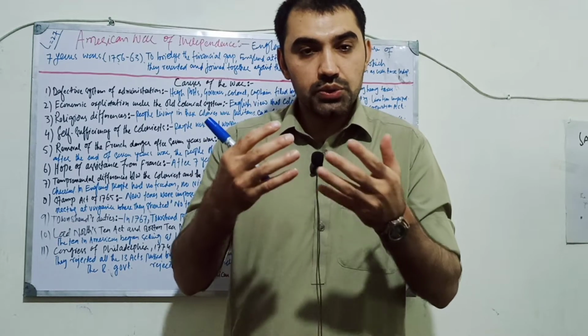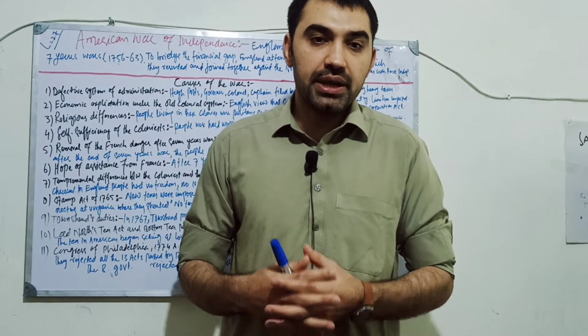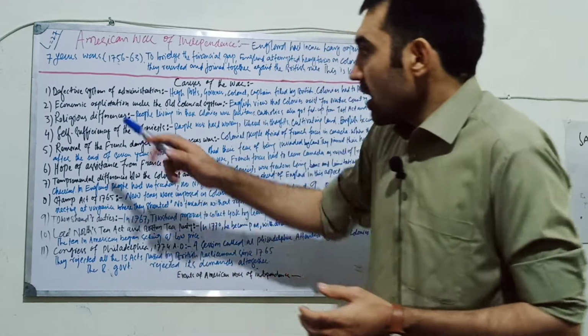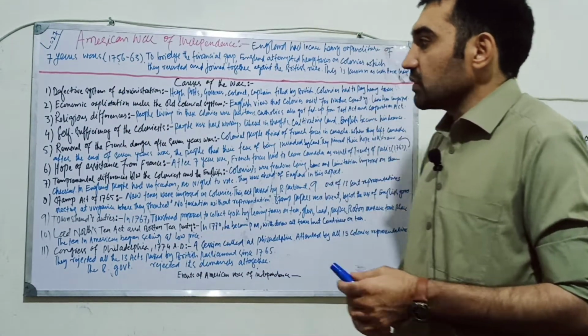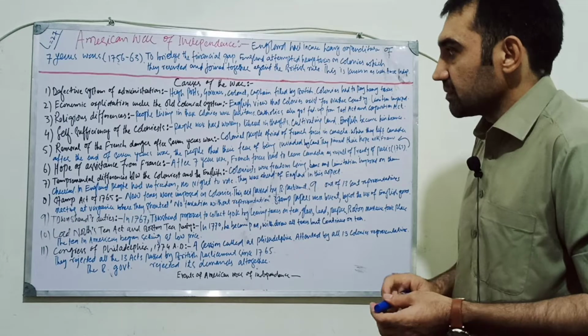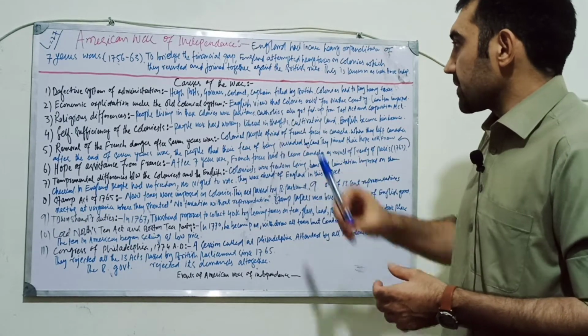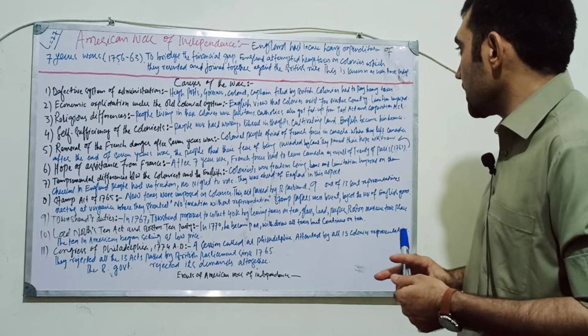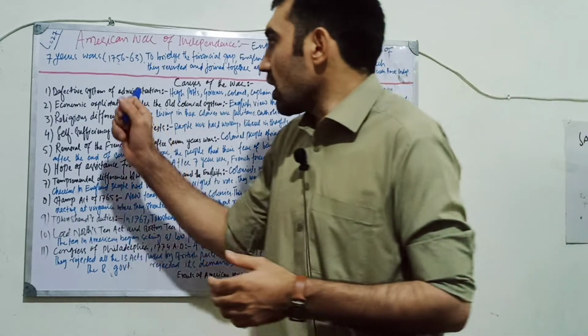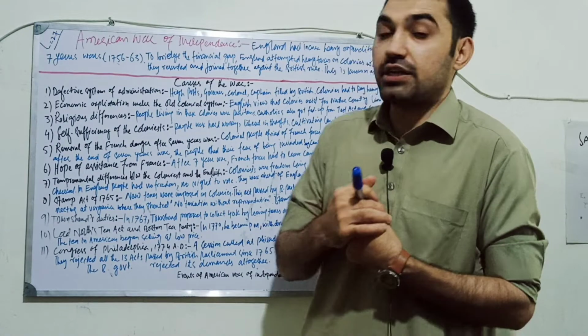So now come to the causes of the American War of Independence. The first cause was a defective system of administration. High posts, governor, colonel, captain, were filled by the British, and the colony had to pay taxes. So how was the system defective?